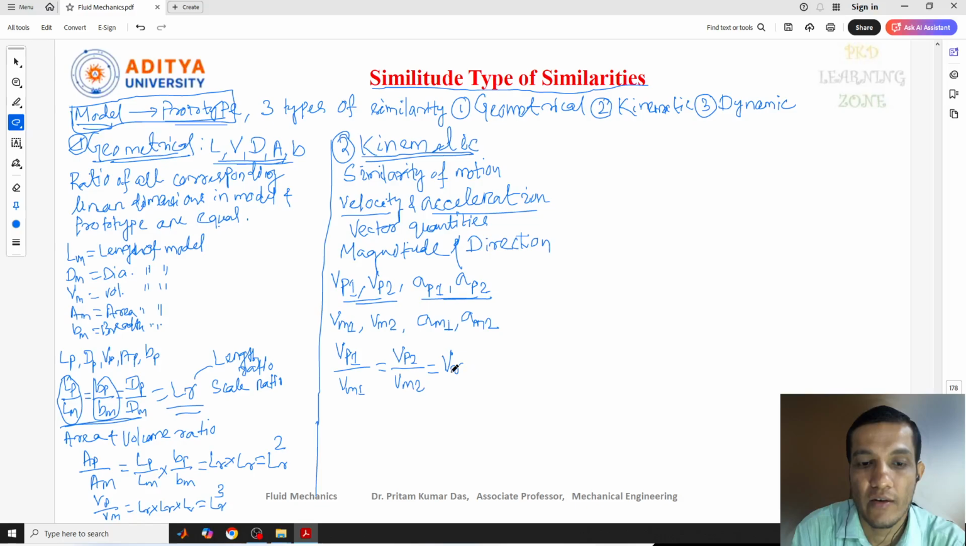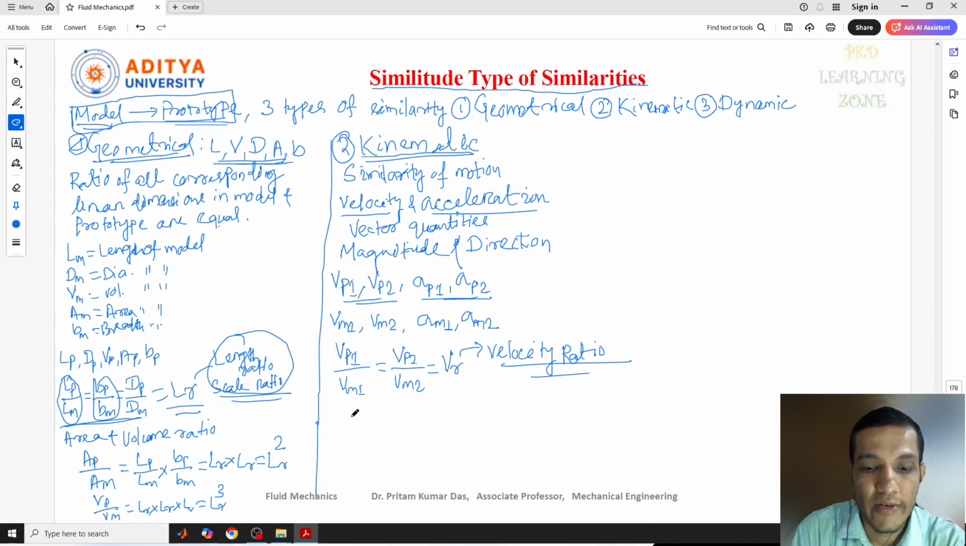So what is VR? VR is nothing but the velocity ratio. Just as we wrote the scale ratio or length ratio, similarly this is called the velocity ratio.